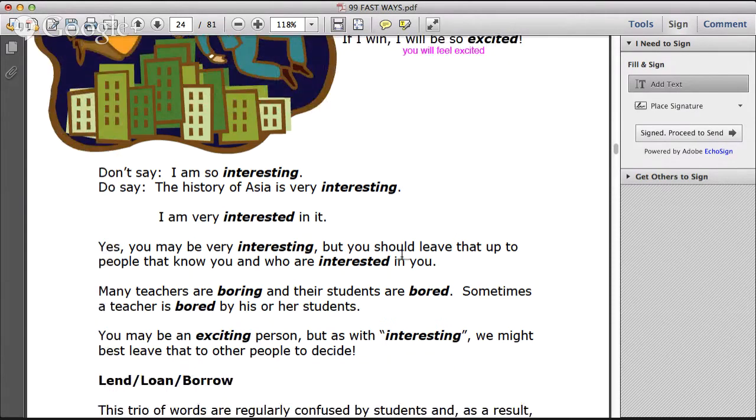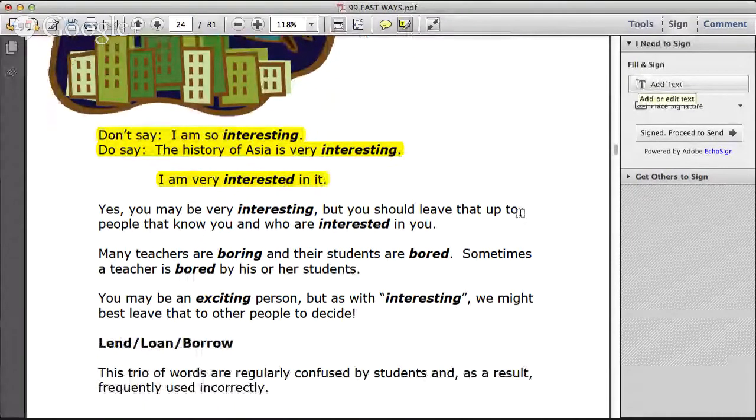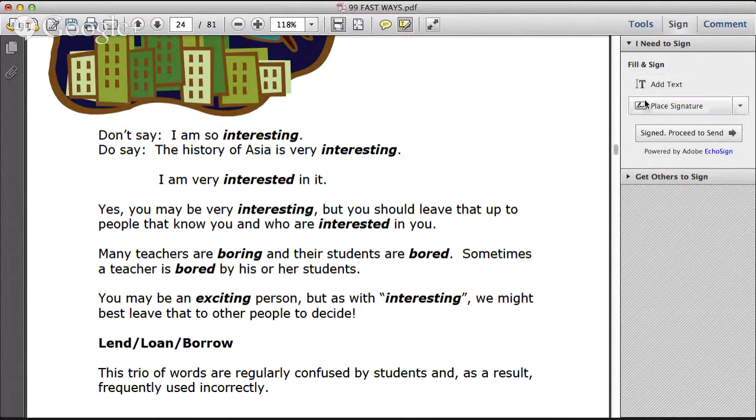Okay, let's take a look at interesting. Duong, let me have you take a look at these, please. Don't say "I am so interesting." Do say "The history of Asia is very interesting. I'm very interested in it." So what does this mean here, Duong?